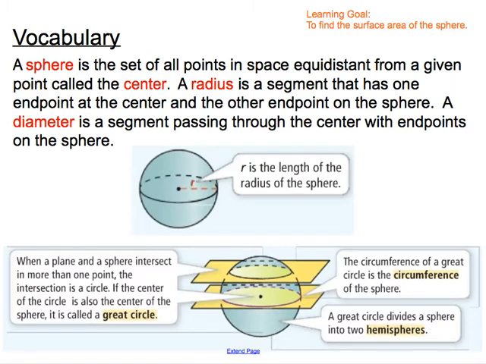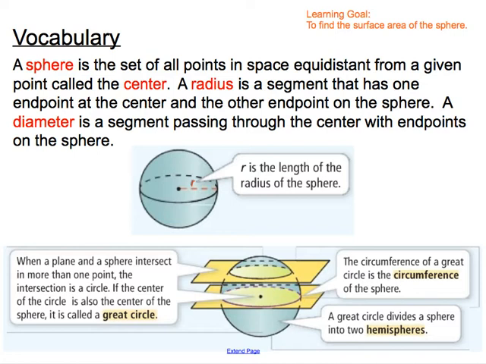First, some vocabulary. A sphere is the set of all points in space that's equidistant from a given point called the center. Much like a two-dimensional circle, the radius of a sphere is a segment that has one endpoint at the center and the other endpoint on the sphere. A diameter of a sphere is the segment passing through the center with endpoints on the sphere. So here we have a picture of a sphere and r, the length of the radius of the sphere.